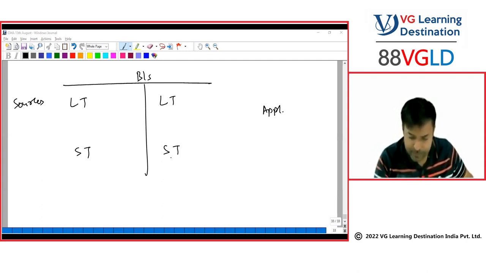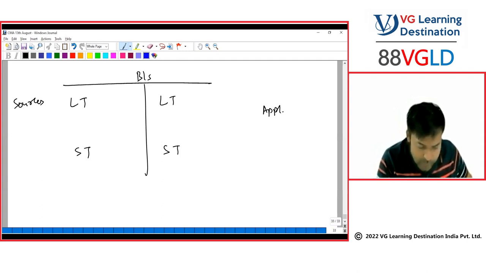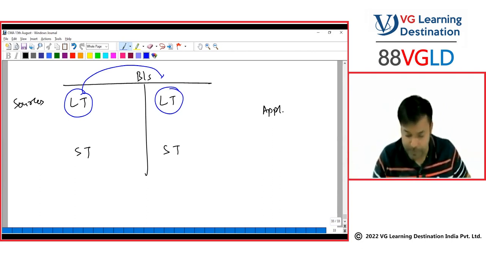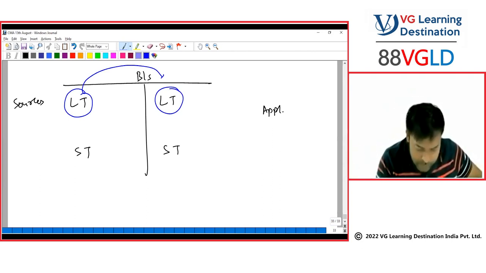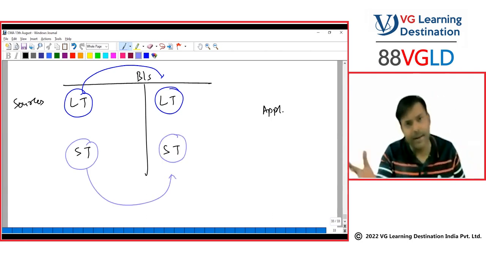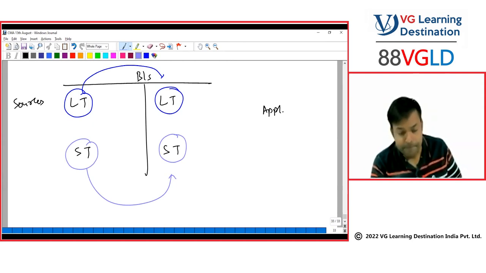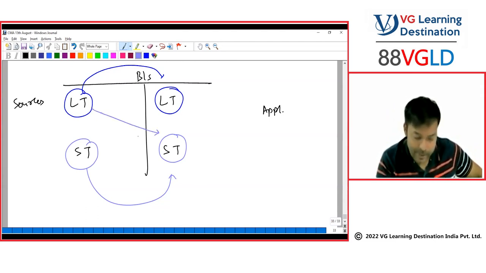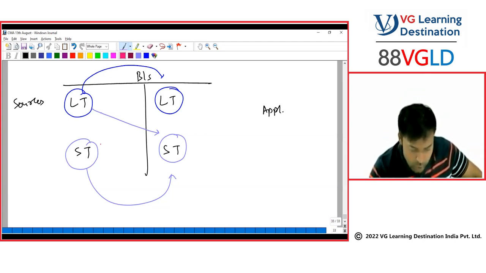Ideally, guys, long term should fund long term. That means when you are raising long term money, you should buy long term property with that. Short term should fund short term. That is the basic matching principle, right? Sometimes long term also funds short term, which can happen. But what should not happen, guys, is that short term funds the long term liabilities, long term assets.